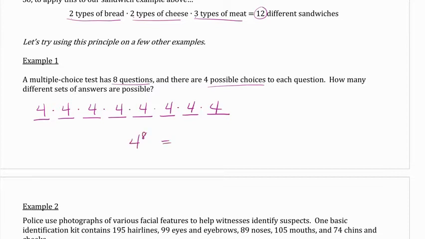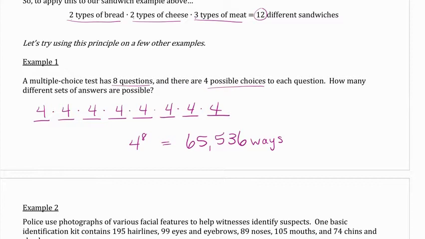And if we plug that into our handy dandy calculator, we get 65,536. So there are 65,536 ways that I could give answers to that test, right? 65,536 different ways to give your answers on that test. That's a lot, right? That's why we say don't guess.